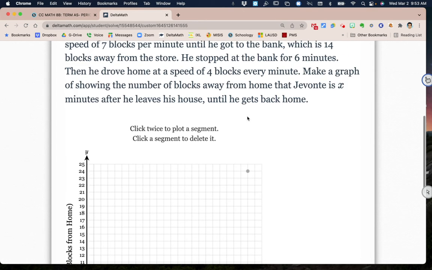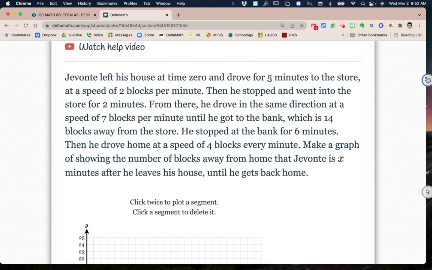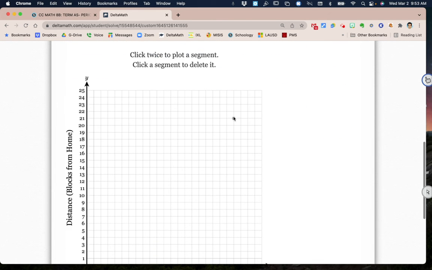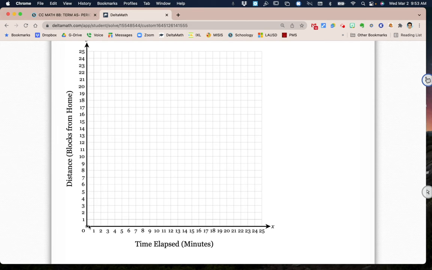We're going to start at time 0 and for 5 minutes, 2 blocks per minute. So we're going to start here, 2 blocks every 1 minute. So you go up 2 blocks every 1 minute. That's 1 minute. Up 2 over 1. That's 2 minutes. Up 2 over 1, that's 3. Up 2 over 1, that's 4. Up 2 over 1, that's 5.